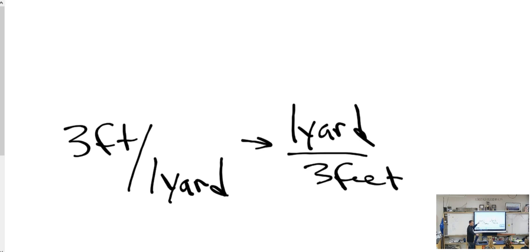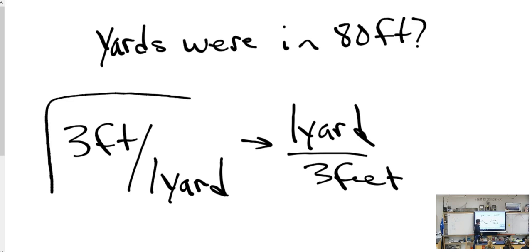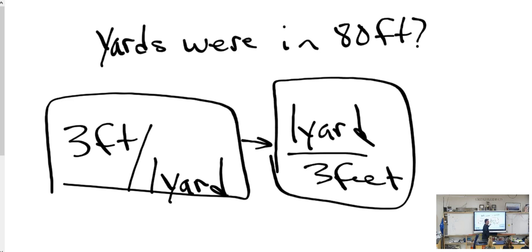For instance, we're going to do this way. If I asked how many yards were in 80 feet, we could do that knowing this proportion or this proportion because they're the same thing, right? So this is how you would do it. You would take the 80 feet and you want to equal yards, right? So you need to get rid of feet.